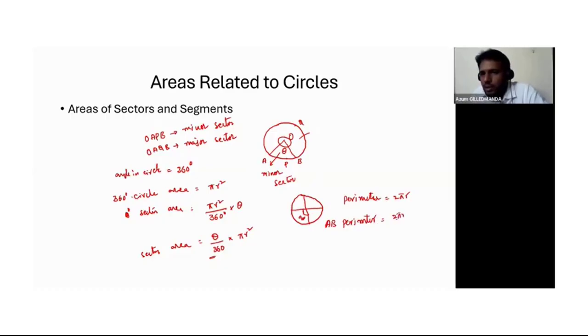So can I say the total perimeter is 2 pi r by 360 into theta? The same as that. So I can write it like theta by 360 into 2 pi r. That is the perimeter of that portion of the sector. AB is nothing but that sector perimeter. Total is 2 pi r, and if we multiply with theta by 360, you will get that portion of the perimeter. So what we learned here: sector area is theta by 360 into pi r square, and sector perimeter is theta by 360 into 2 pi r.